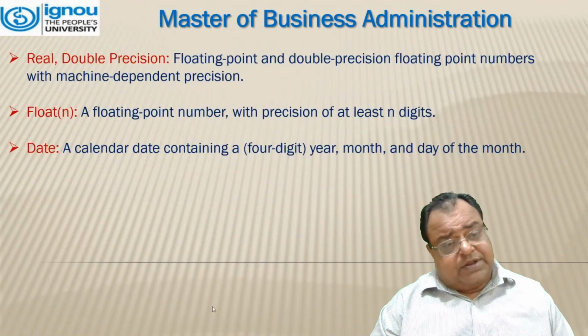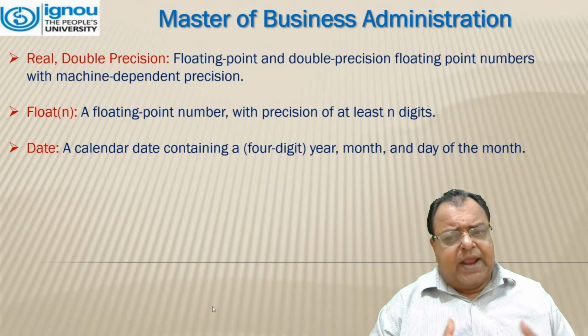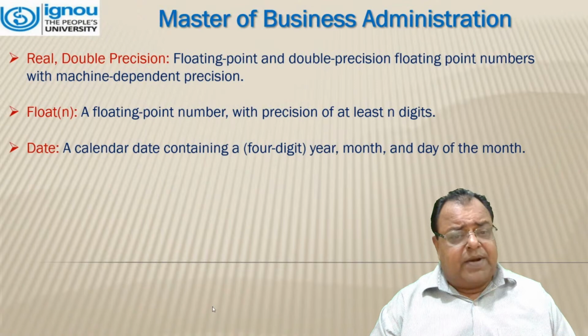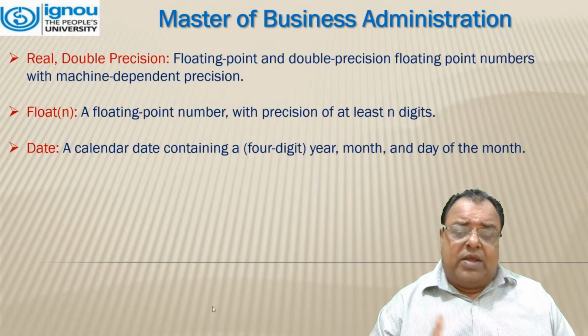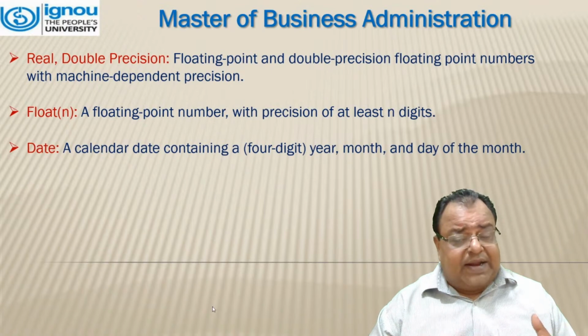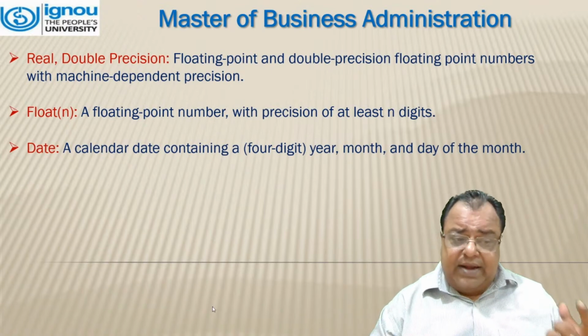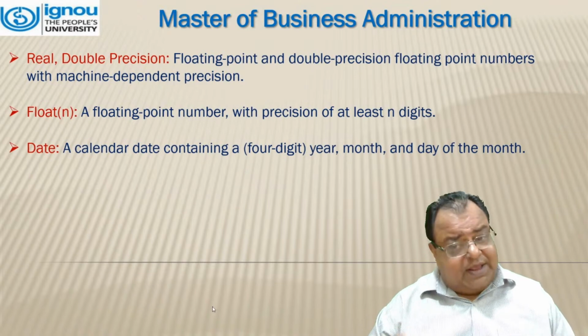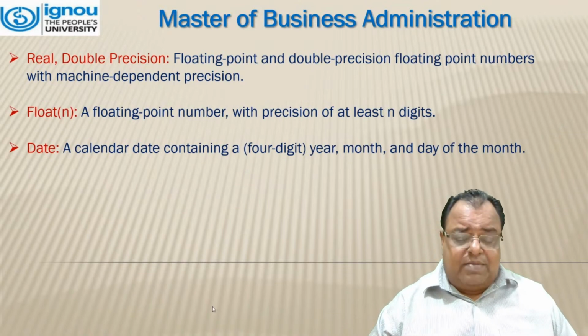Real and double precision are floating point and double precision floating point numbers with machine dependent precision. Float(n) is a floating point number with precision of at least n digits. And date is a calendar date, containing a four digit year, month, and day of the month.